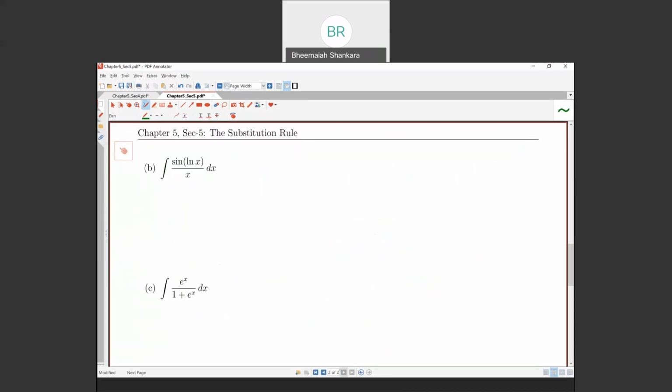The next one, sine ln x divided by x, and we are integrating this function. So let's assume u is ln x. So du will be 1 over x dx. Plug these back in the integral. Your integral looks like this. Sine u du. It's very simple. Integrate, you have negative cosine u plus c.